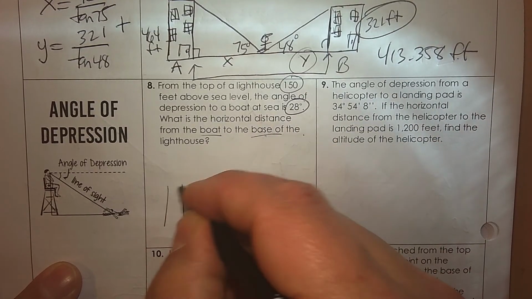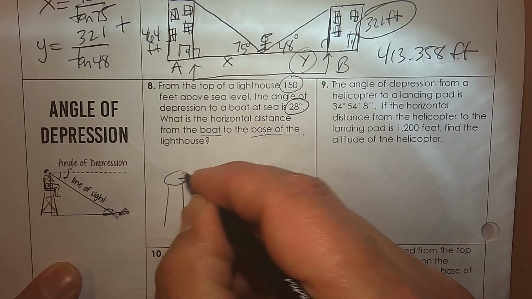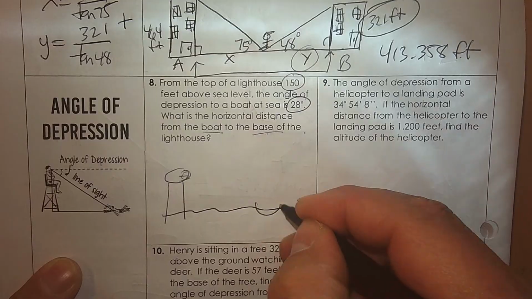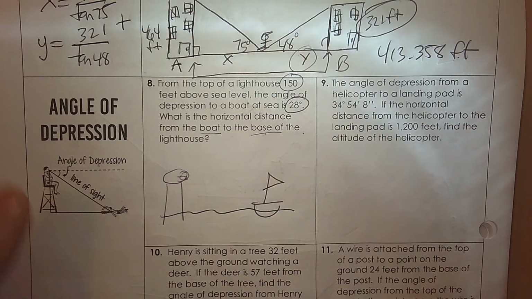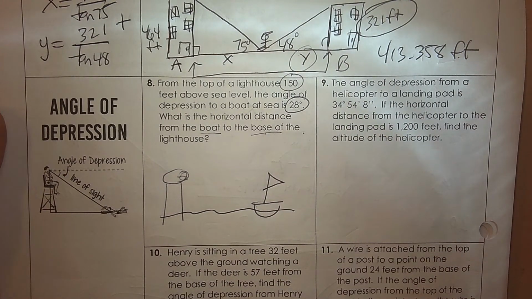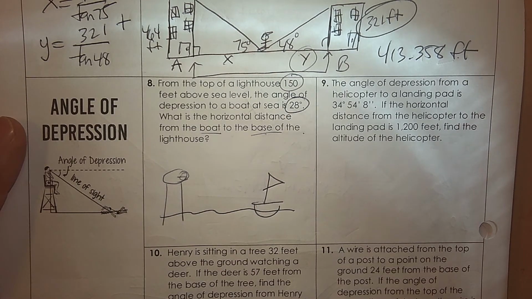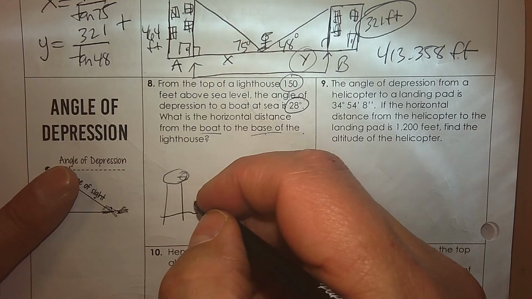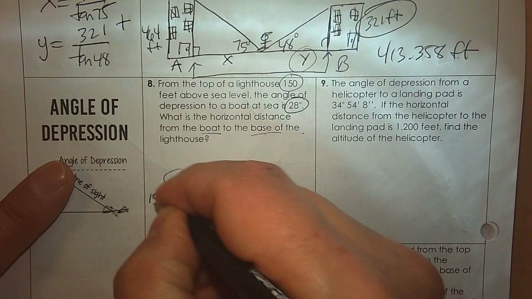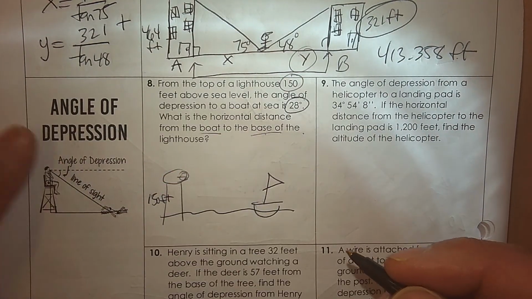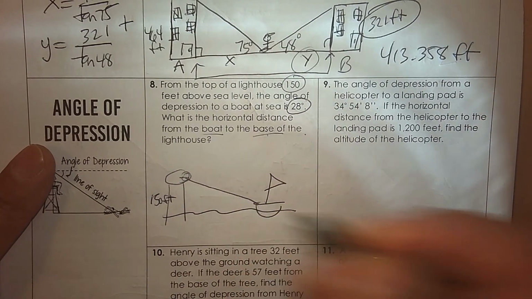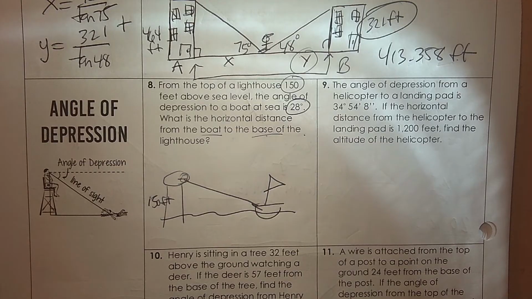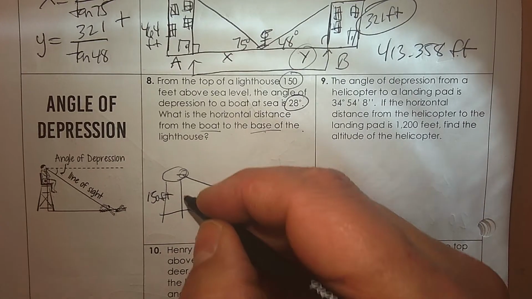So I need a lighthouse. I need a boat. What I know is from the top of the lighthouse, 150 feet. So this height here is 150 feet. The angle to the boat, looking down at it. Now here's where you'll make a mistake. The angle of depression is not the angle inside the triangle.